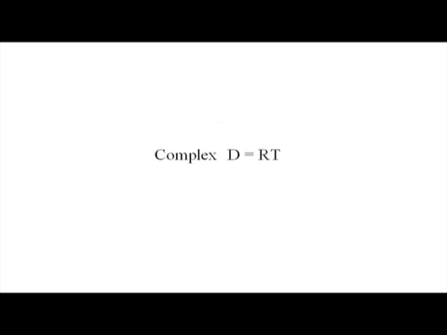Complex DRT is much more complicated because it involves two bodies in motion. To solve for complex DRT, there are 4 basic rules. Rule number 1. The distance of the first body equals the rate of the first body times the time of the first body. The distance of the second body equals the rate of the second body times the time of the second body. Do not use the variable x.